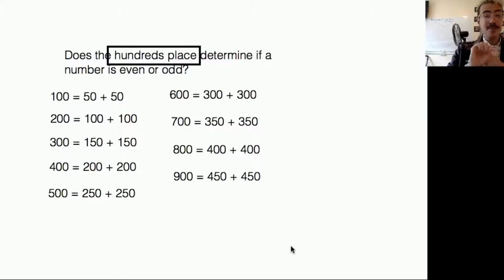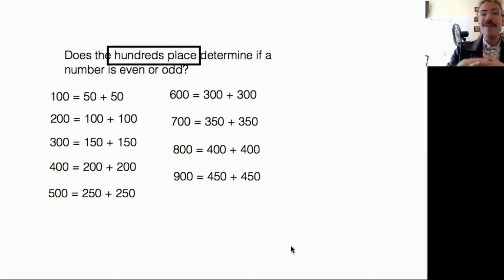So we've already explored the ones place, and we explored the tens place. So far, the ones place is helping us determine if a number is even or odd. The tens place, we can split all of our tens into 2 groups. So anything that's a 10 can be split into 2 equal groups, which is even. So now let's look at the hundreds place.